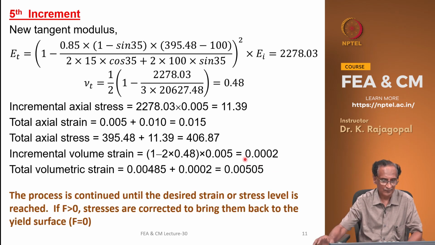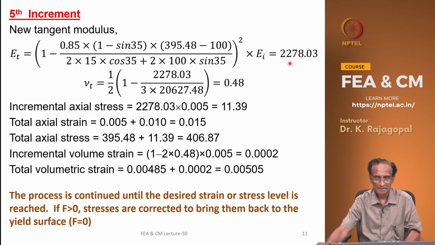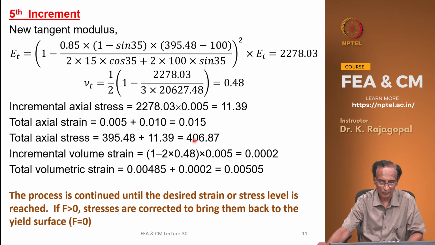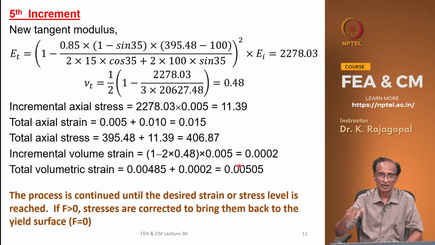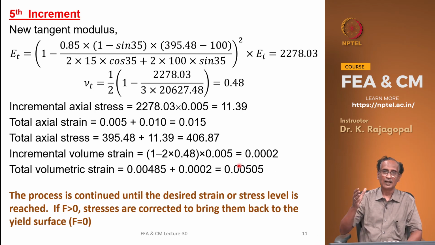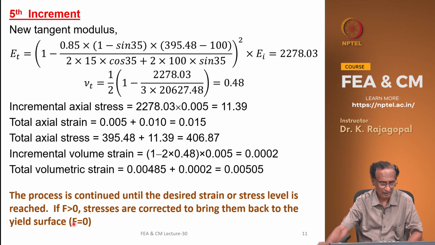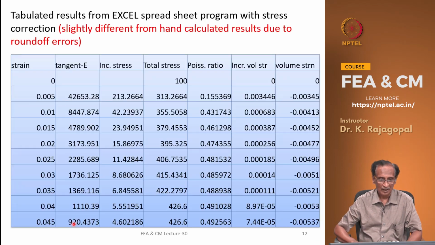And so, in the fifth step, our ET is 2278, it has further reduced, and then our axial stress is increased to 406.87, and this is our total volumetric strain. Then we can go on continuing, and our axial stress will increase from 406.87 to something else, and it will go on increasing, and at some point the yield stress limit of 426.6 is reached. At that stage, what we do is we correct the stresses back to bring them back to the yield surface.